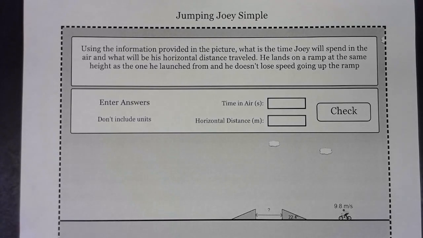Here we have a projectiles problem where Jumping Joe is going to ride his bicycle off a ramp at a certain angle. It's going to cross the gap, and our goal is to figure out the time in air and the horizontal distance that he travels. So we are given the angle of the ramp and his initial velocity.